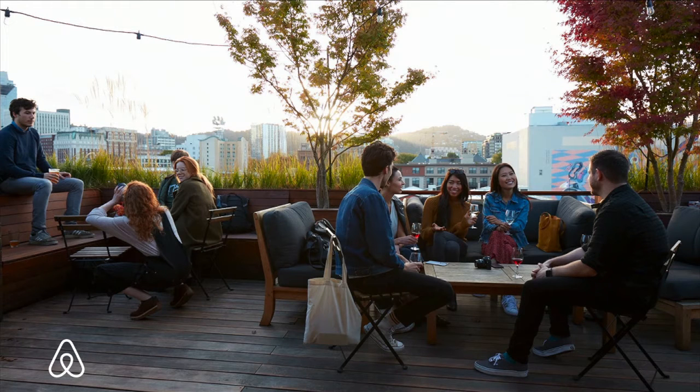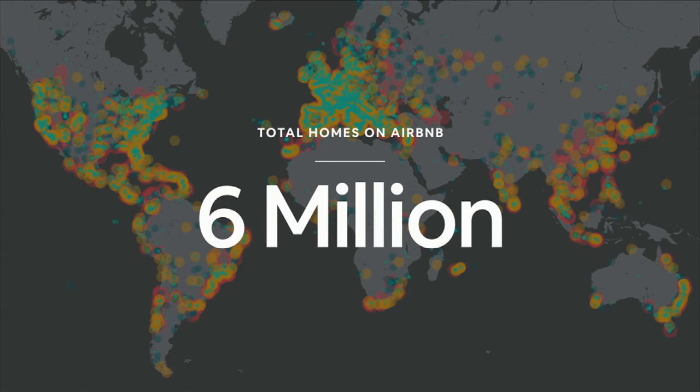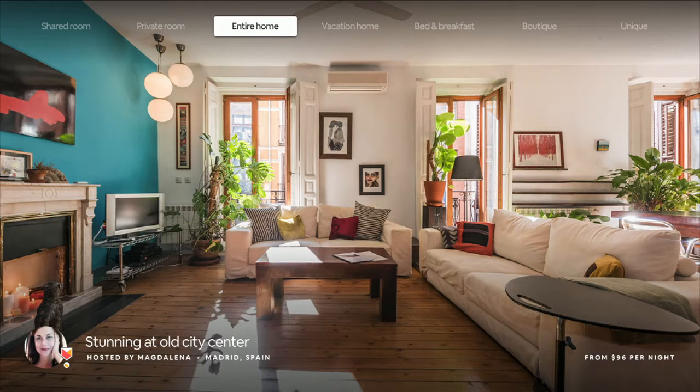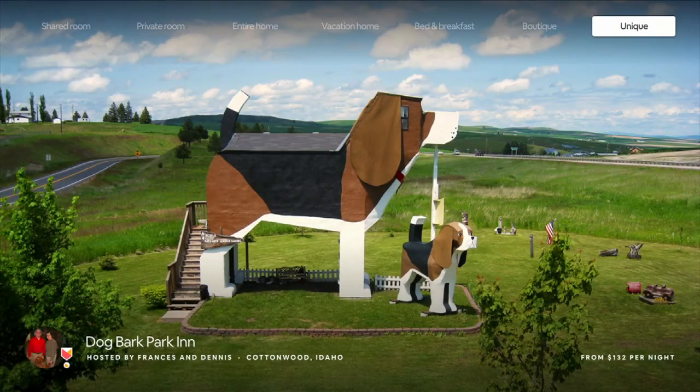So what is Airbnb? Essentially, Airbnb is a two-sided marketplace for short-term rental and stay. People can list homes and rooms on Airbnb, and while you travel, you can also rent these homes and rooms to stay. What I'm showing you here is that in 2009, there were just some listings in the United States, and 10 years later, we have 6 million homes worldwide, and some big numbers as usual. We have different types of listings: entire homes, private rooms, shared rooms, and also vacation homes and some unique homes.